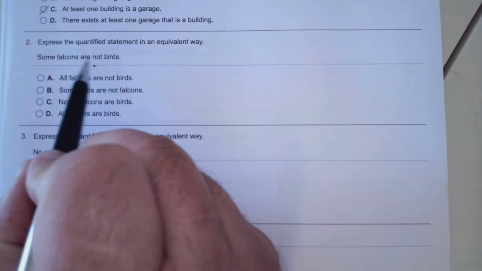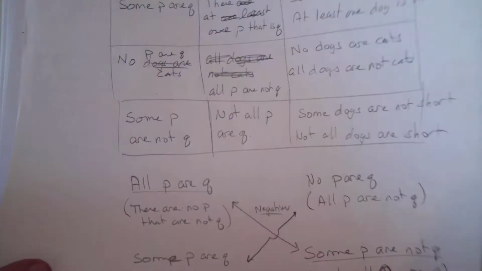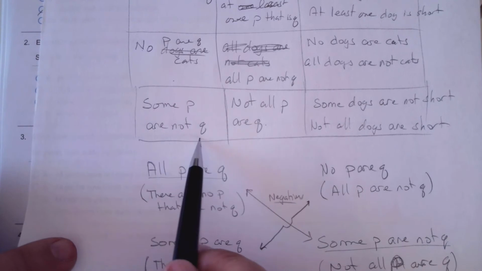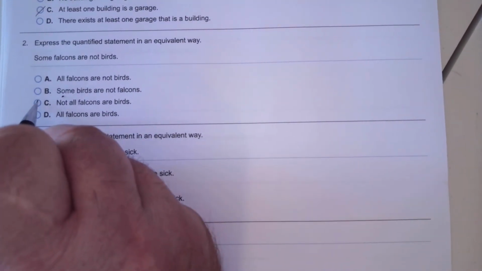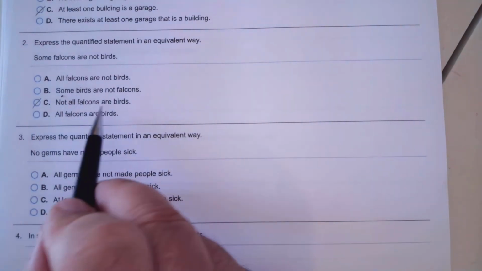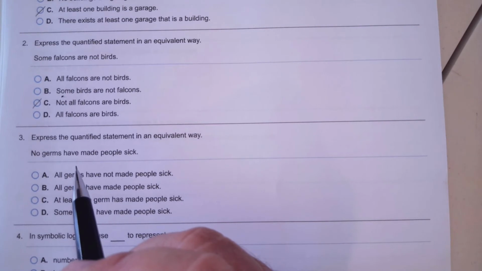Express this in an equivalent way. Some falcons are not birds. So we are not all birds. Not all falcons are birds. So not all falcons are birds. Down C. For example, there's a falcon that's a jet. There's a falcon that's a car.